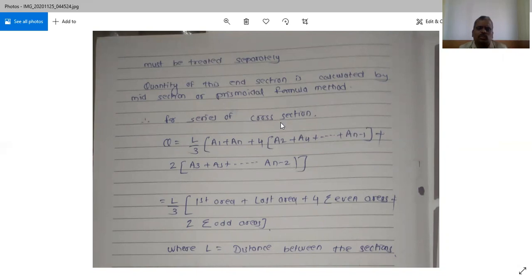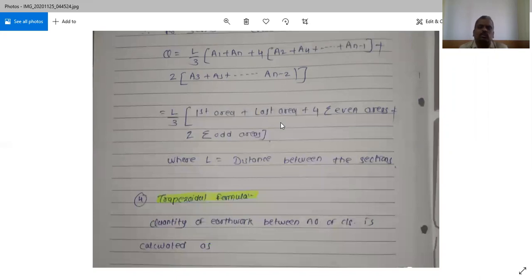For a series of cross sections, what you have to do is L by 3. Suppose the interval of tonnage is 20 meter. At that time, the length will be 20 divided by 3 into the bracket A1 plus AN plus 4 into all even areas, sorry, odd areas, plus 2 into all odd areas. That means L by 3 into the bracket first area plus last area plus 4 into even areas plus 2 into odd areas. By using this method, very easily we can calculate the quantity of each and every section at a single instance.